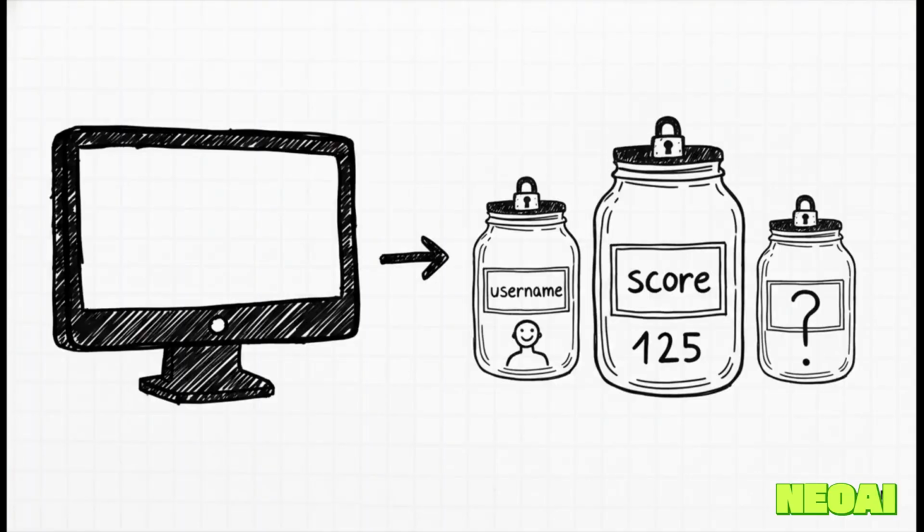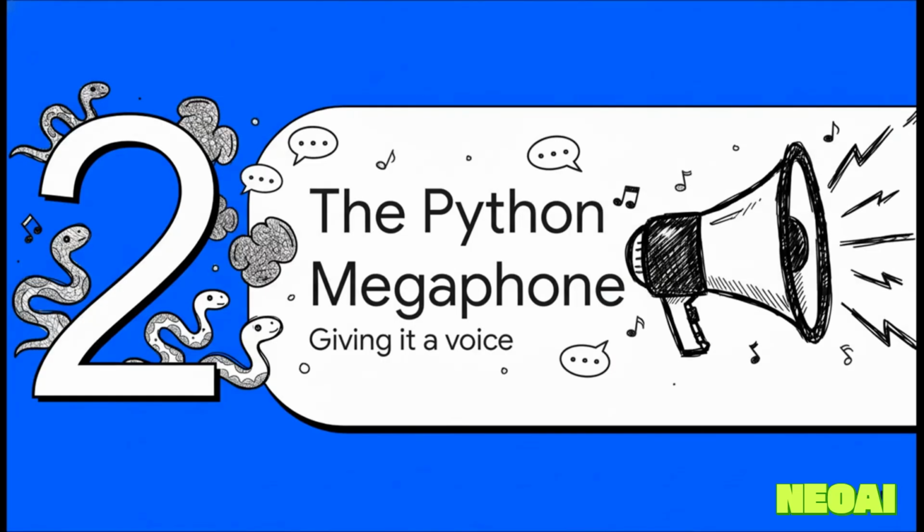Okay, so just imagine your computer is storing all sorts of information in these little labeled jars. We call them variables. So you might have a jar labeled username that holds the name Alex. But here's the thing. By default, the computer is totally silent. It knows what's in the jars, but it's not going to tell you unless you ask. We need a way to make it talk. So how do we break that silence? How do we get the computer to speak up?